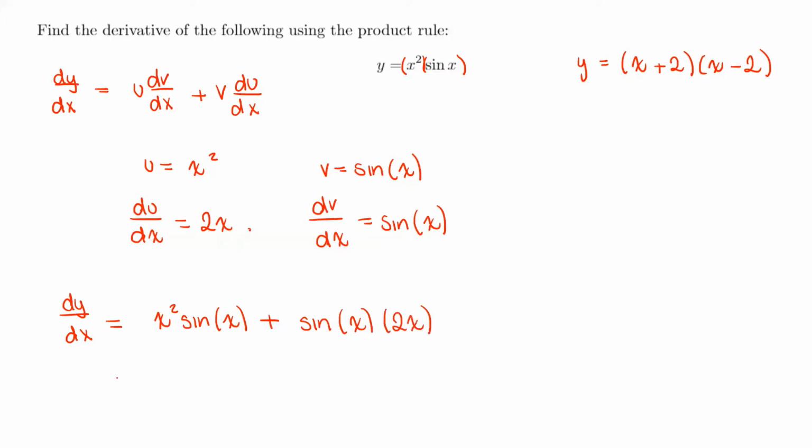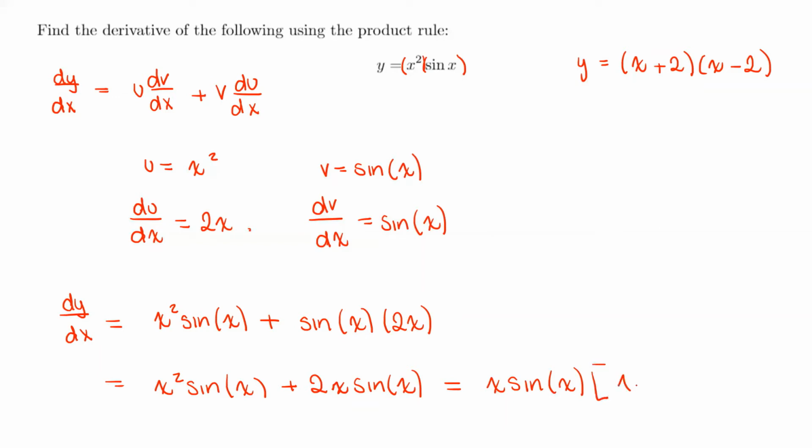And we can tidy this up by writing it as x squared sine of x plus 2x sine of x. And if we wanted to go a bit further, we could factorize out x and sine of x, and we'll get x and sine of x outside, and inside the brackets we're just left with x plus 2. So the final answer, the derivative dy dx when y is equal to x squared multiplied by sine of x is x multiplied by sine of x multiplied by x plus 2.